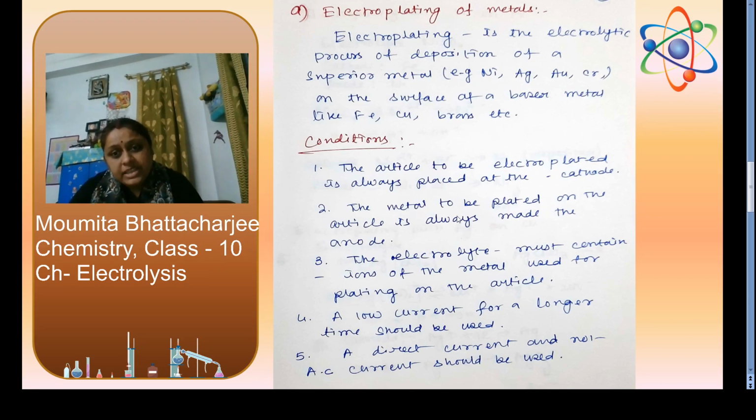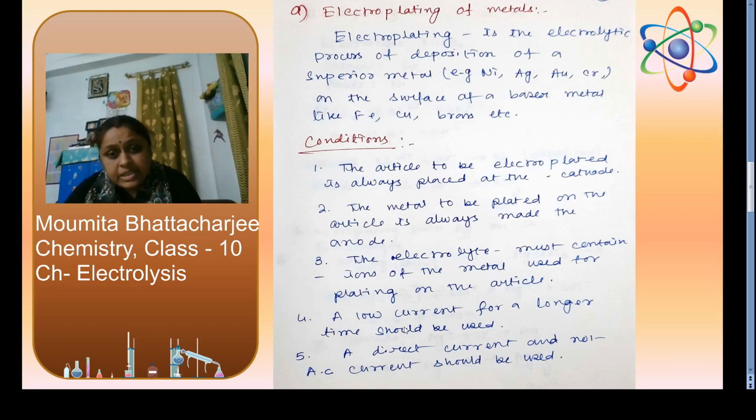Next one, the metal to be plated on the article is always made the anode because at the anode oxidation occurs and the metal comes into the solution by the formation of metallic ions, and from the solution it goes back to the cathode to deposit on the baser metal. Next one, the electrolyte must contain ions of the metal used for plating because the electrolyte dissociates into ions of the metal which migrate towards the cathode and are deposited as neutral metallic atoms on the cathode.